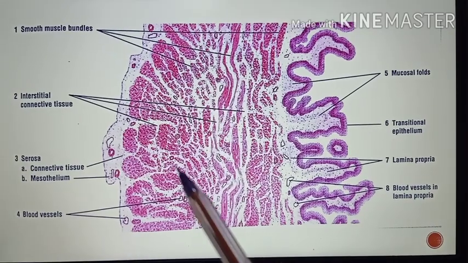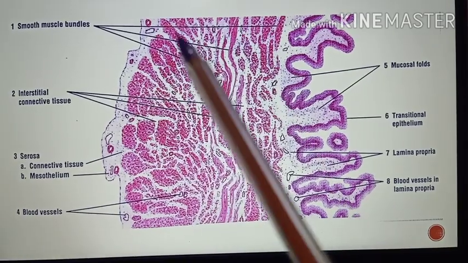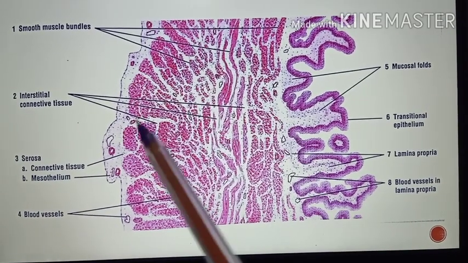D-E-T-R-U-S-O-R, detrusor muscle. The pattern of arrangement of muscle in this muscular layer is inner longitudinal, middle circular and outer longitudinal. Now close to the opening of the urethra, the muscles are arranged in a circular fashion which forms the internal urethral sphincter. So here, this entire thing is the muscle layer. You can see that very thick large layer made up of smooth muscle.